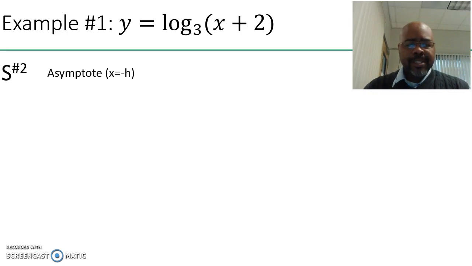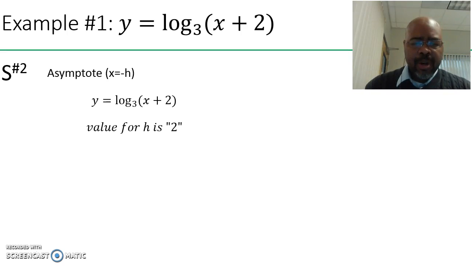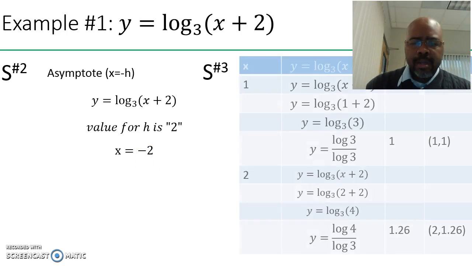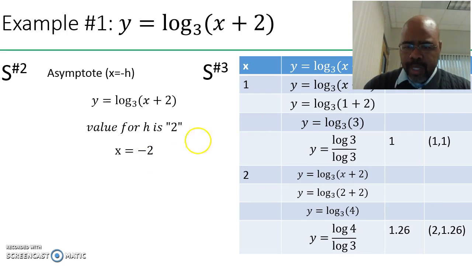So next thing is our asymptote. Remember, the asymptote is x equals negative h. If I look at my original problem, my value for h is 2. So I need the negative of h, or the opposite of h. And so my asymptote is x equals negative 2. So now I can look at my input-output table. You can look at your asymptote to tell you what numbers you really want to use.